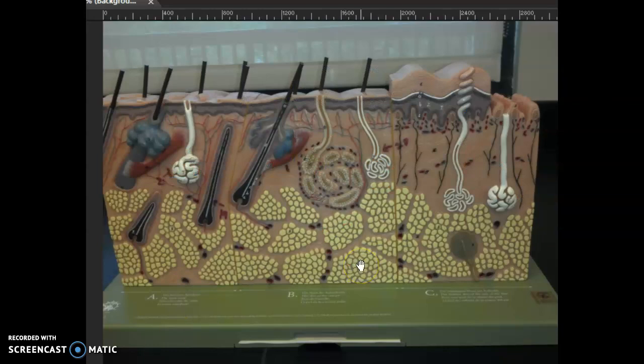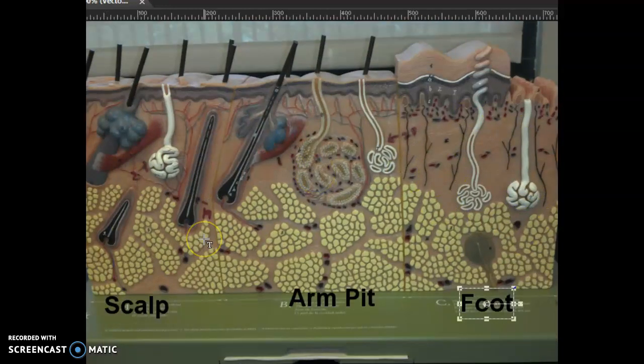We will be looking at two models of the skin, and I'll show you these structures in histology when we're done. This is our first skin model, and it has three sections. This section is scalp, this section is the axillary region, and this is the foot or pedis region. The reason why the models have three regions is the skin's not the same.